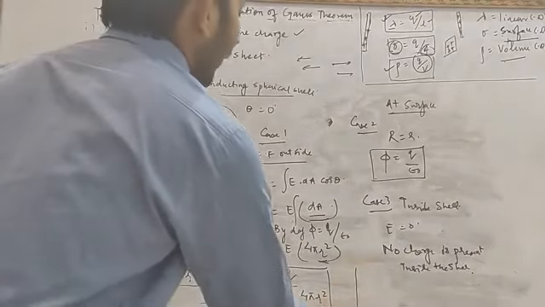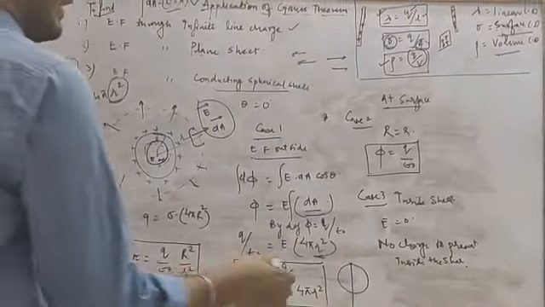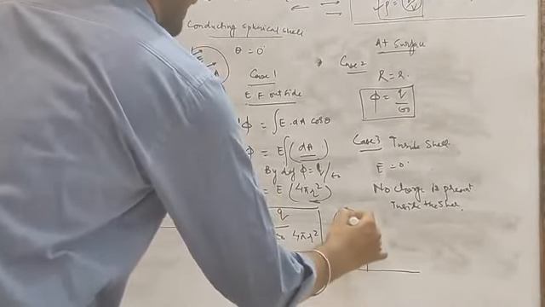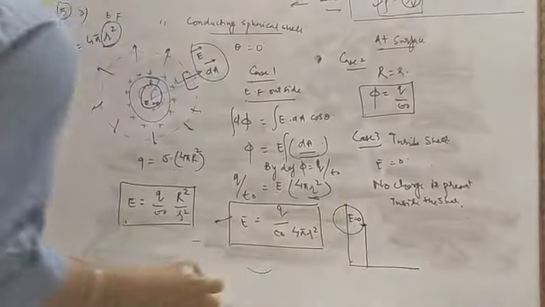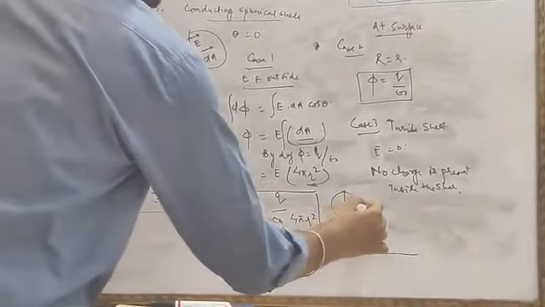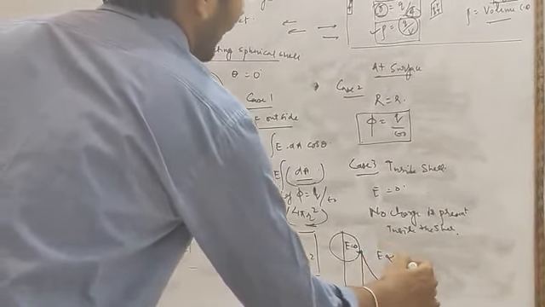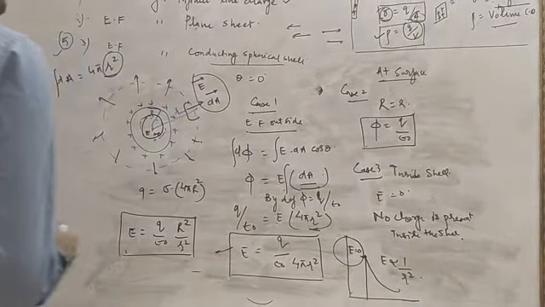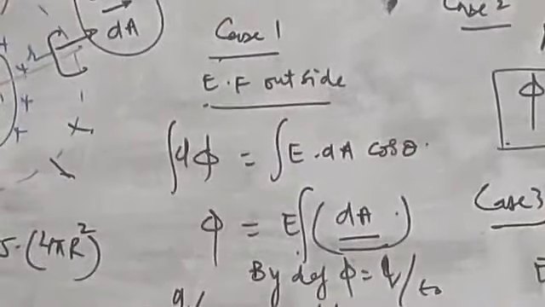If we draw the graph, suppose this is the thin conducting spherical shell. The electric field inside the thin conducting spherical shell equals 0 and will be maximum at the surface, and then it will fall accordingly as 1 upon r square. That's all for today, and this video lecture series will be completed. Now we will cover the numericals in the next lecture.